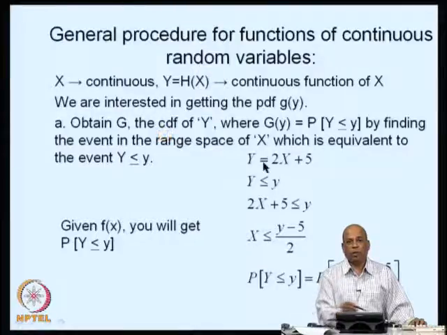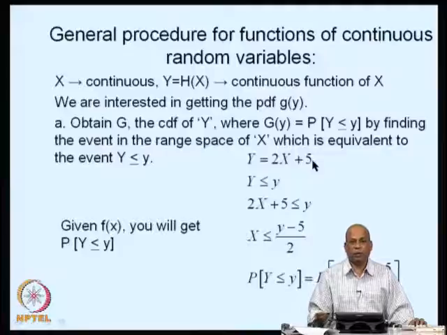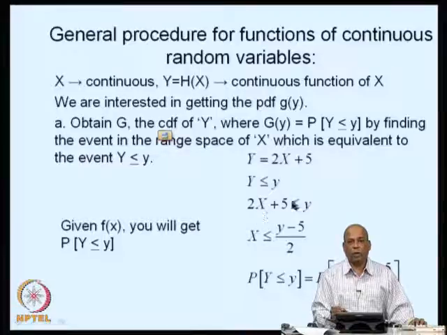You know the functional nature y is equal to h of x, and on this we identify in the range space of x the event corresponding to Y less than or equal to y. For example, let us say y is equal to 2x plus 5, some simple linear function we will take, and we are interested in the event Y being less than or equal to y. Remember, the small y indicates the value that Y takes, and therefore, we can write this as 2x plus 5 is less than or equal to y, y is a value, and from this we write x is less than or equal to y minus 5 divided by 2.